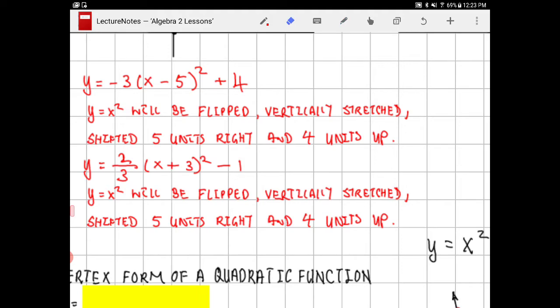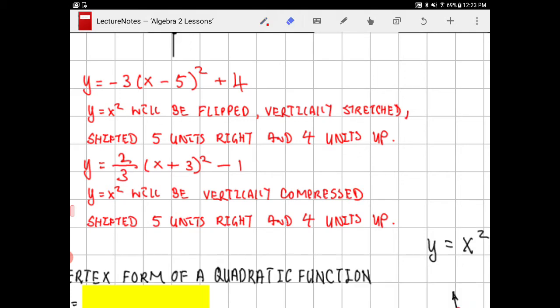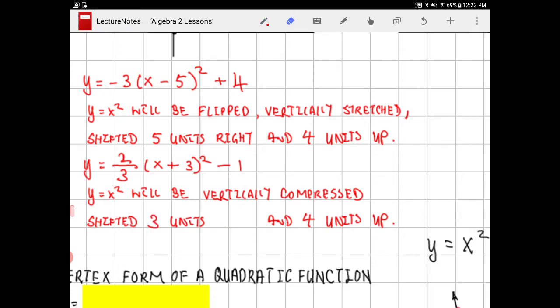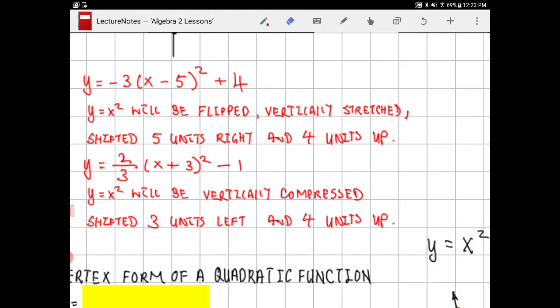The equation, or the y equals x squared, will not be flipped, but instead it will be vertically compressed. So it will be vertically compressed. And it will be shifted 3 units to the left and 1 unit down.